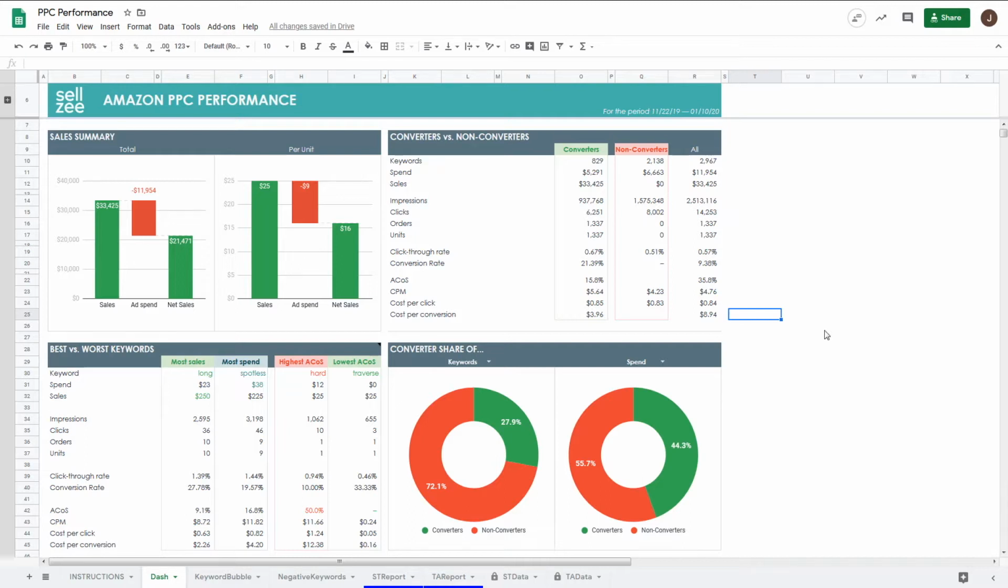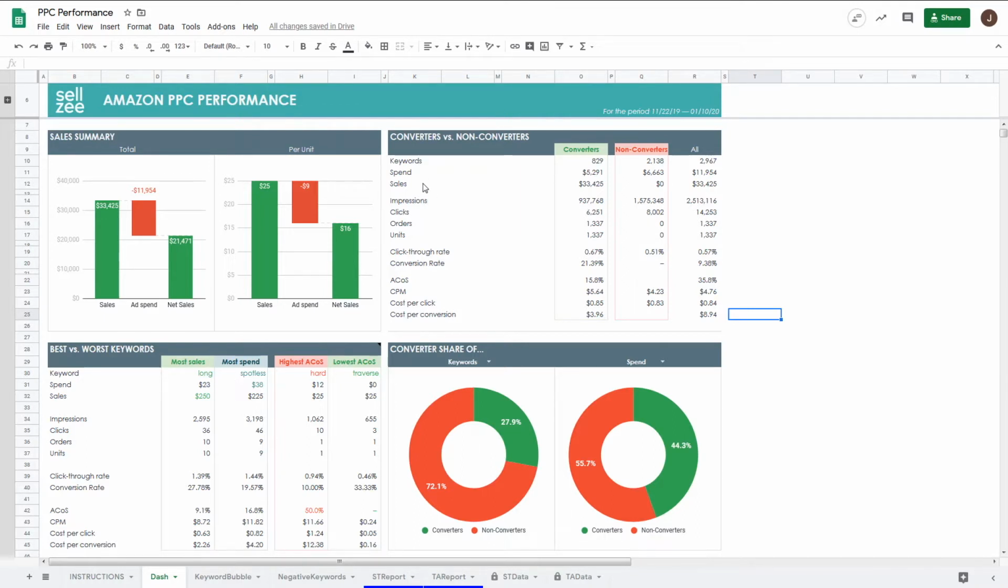So one thing to keep in mind with the search term and the targeting reports, the data in those reports reflects the data for keywords that both converted and the keywords that didn't convert. So you might be wondering to yourself, understandably, how much did you spend per unit on just the keywords that converted? That's what this table over here is for.